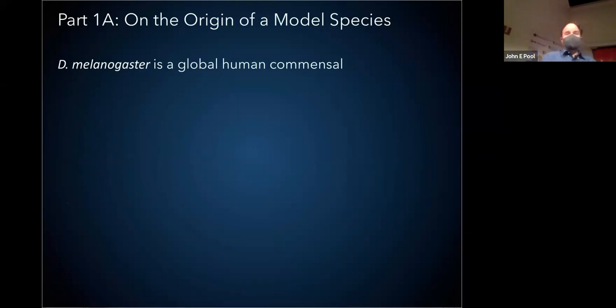We know that it's a human commensal species. You probably all realize that. This is often the very fly that might be hovering around your overripe bananas on a warm summer's day. But in terms of the history of the species, at least, when I began my career, things were still pretty hazy on that front. And yet, having a good model of population history is essential for any serious studies of population genetics. And so this was a major failing in Drosophila population genetics specifically.